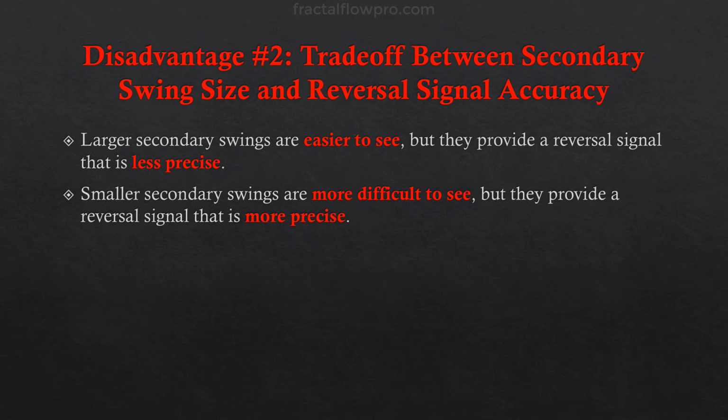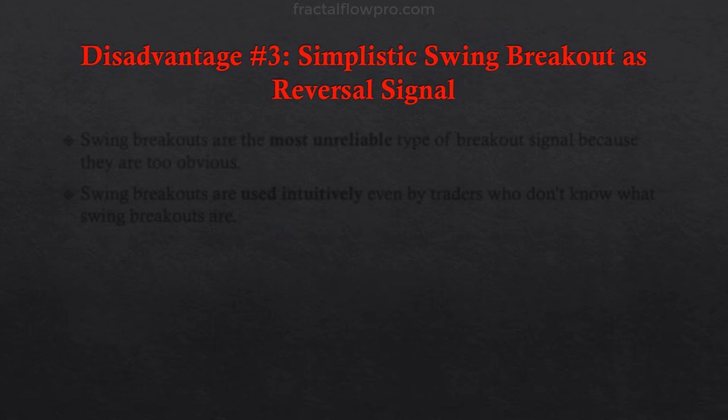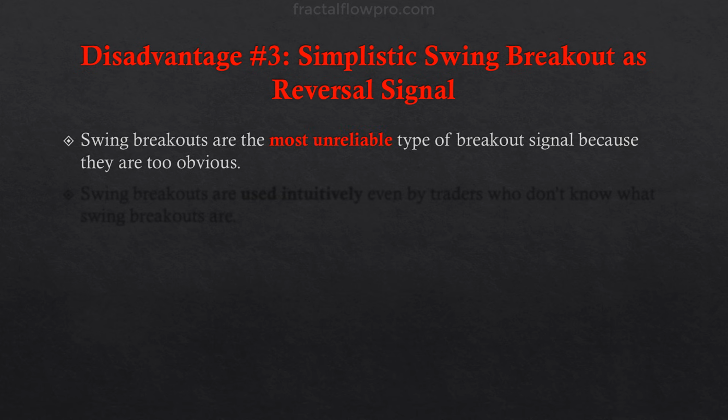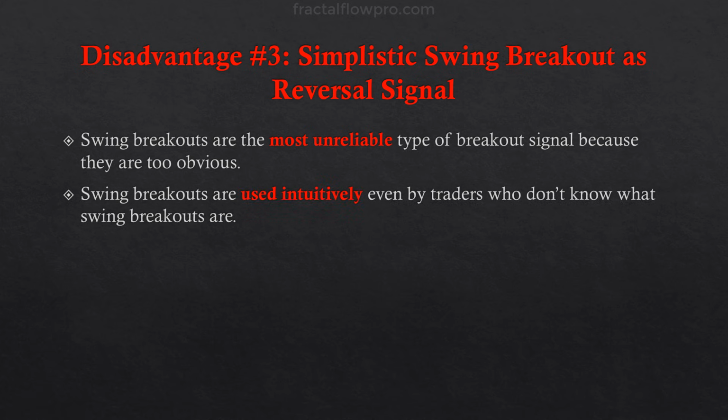Speaking of inaccuracy, the Dow theory provides the simplistic swing breakout as a reversal signal. Swing breakouts are the most inaccurate type of breakout signal because they are too obvious. Even traders who open price charts for the first time can intuitively use swing breakouts as a technique without knowing it is a technique. It's usually one of the first intuitions that occur when traders open a price chart, and that is precisely what makes it bad.